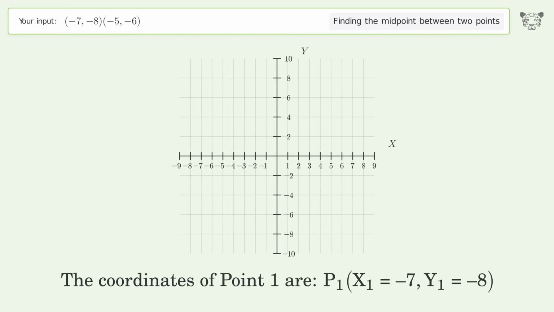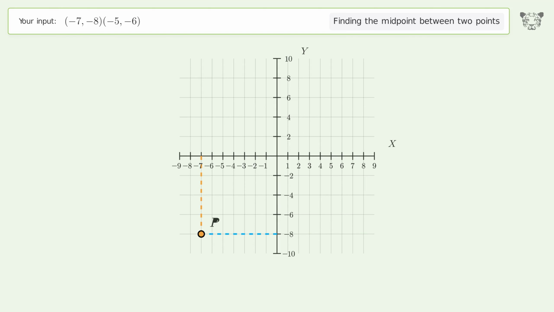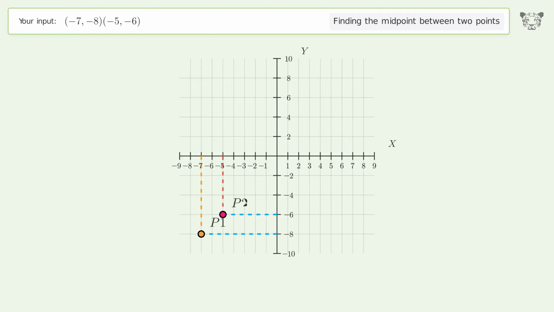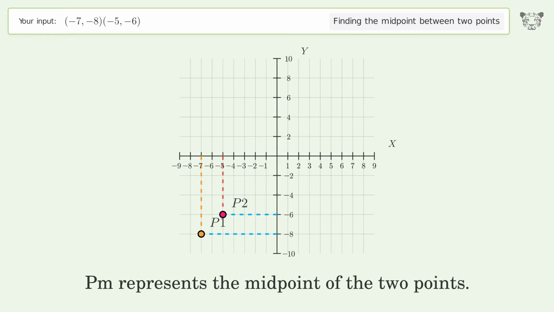The coordinates of point 1 are x1 equals -7, y1 equals -8. The coordinates of point 2 are x2 equals -5, y2 equals -6. PM represents the midpoint of the 2 points.